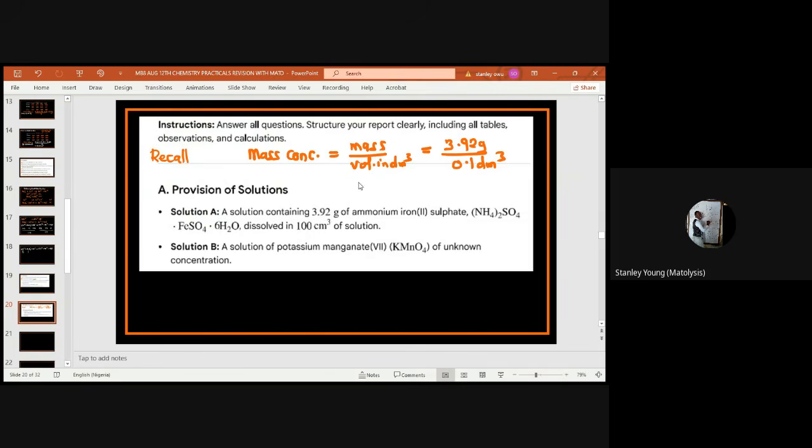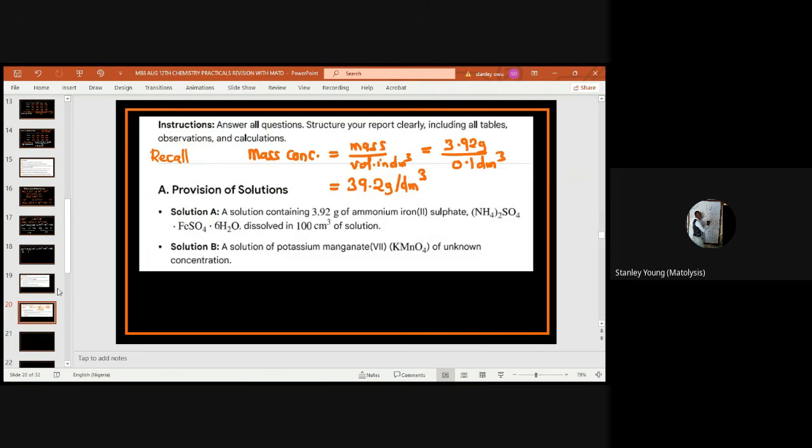So the mass concentration is then going to be the decimal point shifted by 1, or just multiply up and down by 10. So this gives you 39.2 gram per dm cube. This is called mass concentration, or you say concentration in gram per dm cube.